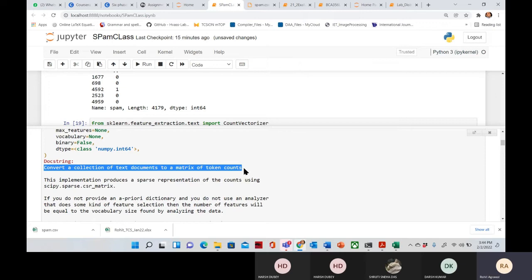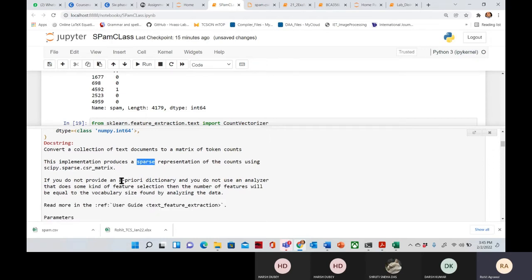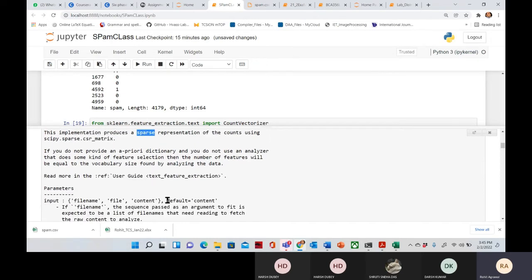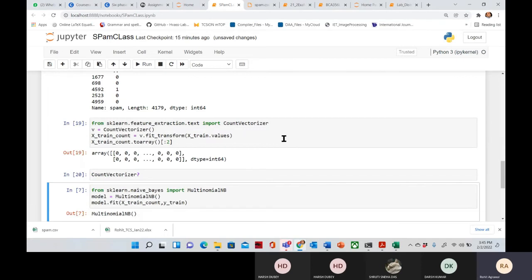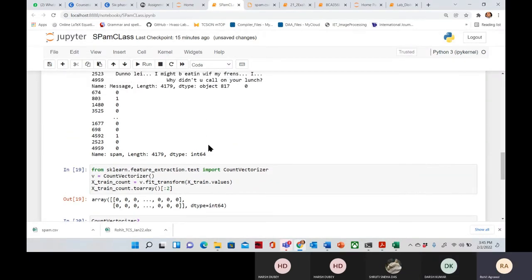Okay. So this converts a collection of text documents to a matrix of token counts. This implementation produces a sparse matrix. A sparse matrix means a lot of entries are 0. Okay. If you do not provide a dictionary, these are some other things. Okay, so this is clear, what count vectorizer means. What does count vectorizer mean? Yes, sir. Yeah, it will take our training data.